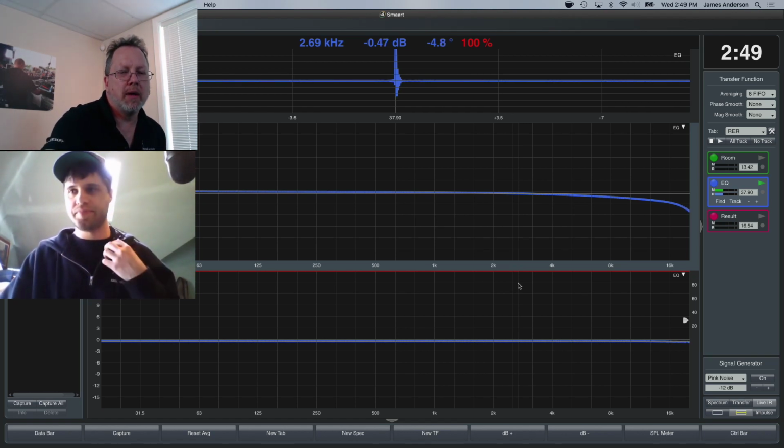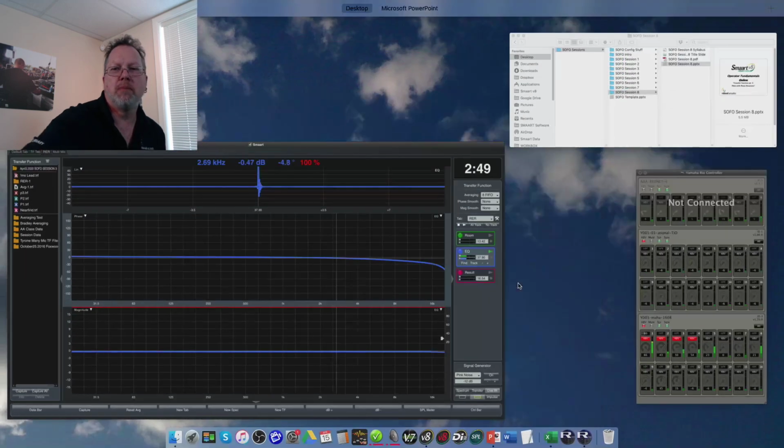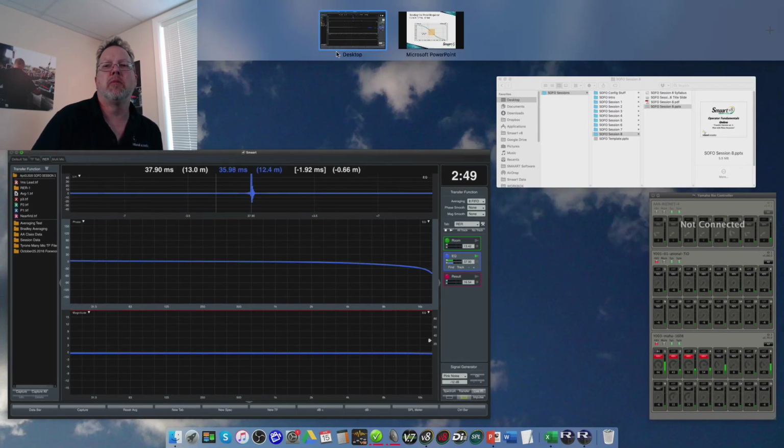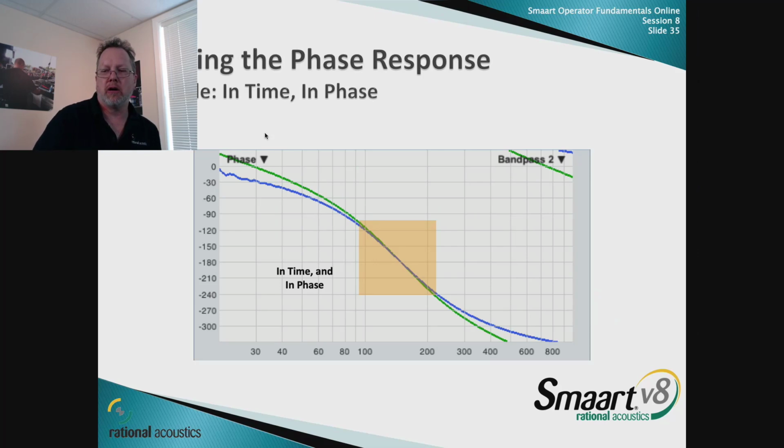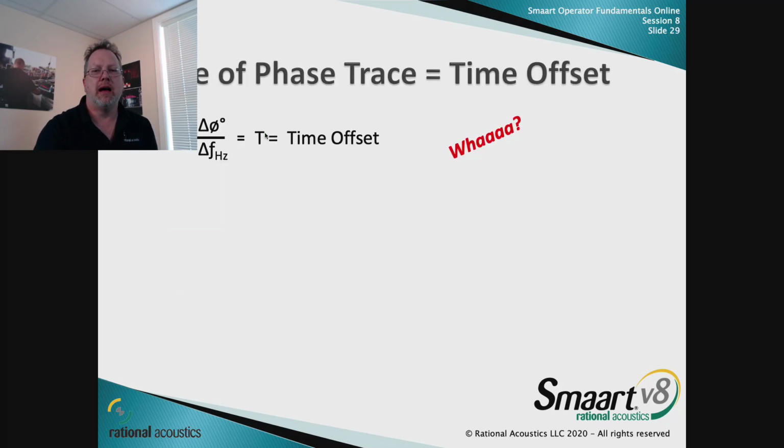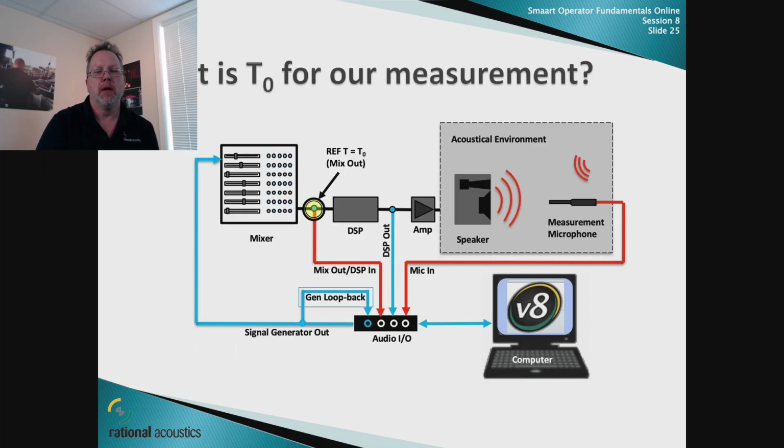Okay, so I'll jump over into my PowerPoint over here. I'll go back to that slide where we're talking about time zero. So here, what I'm doing is I've grabbed the output of the console that's sitting over here. So that's what's feeding the DSP. So that's sort of my time zero. Then I grab the output of the DSP, that's my other signal.